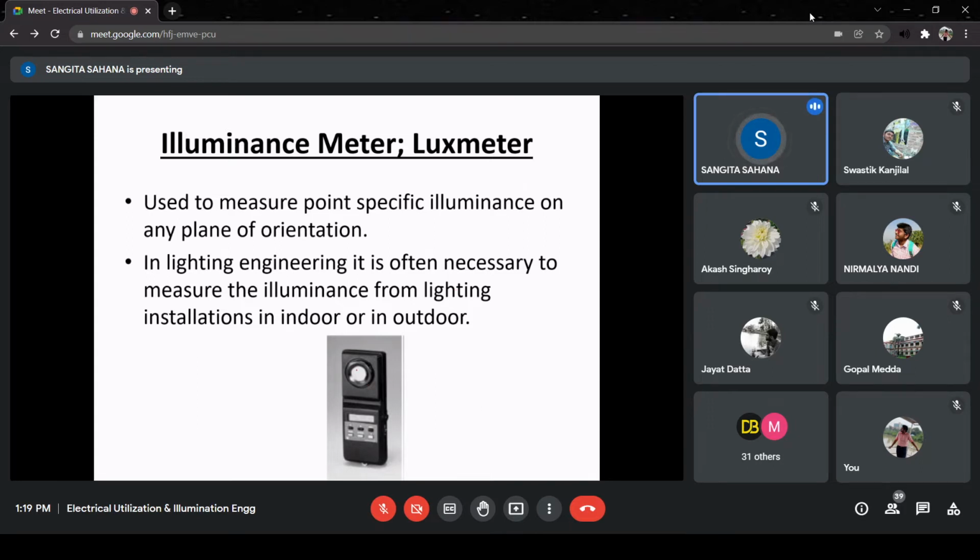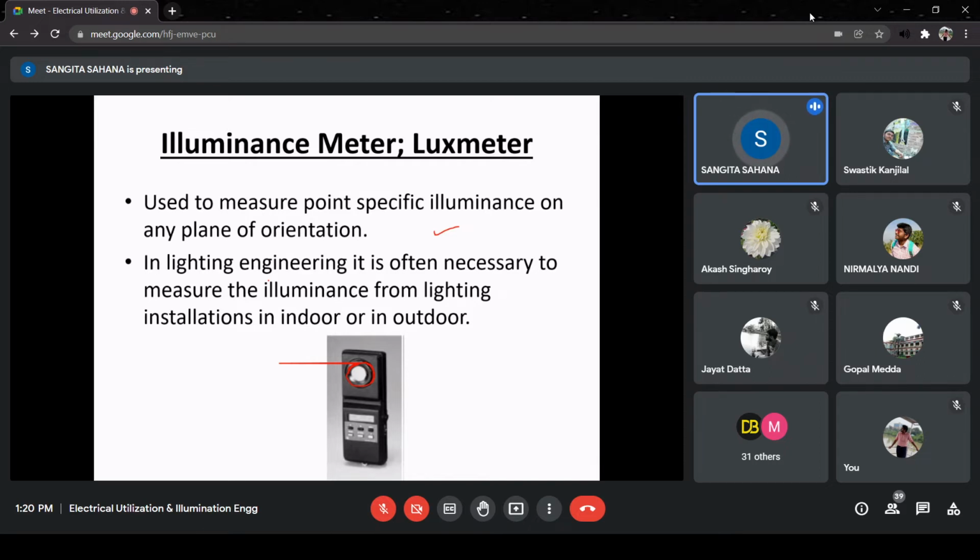Okay, so here this white part is the light sensitive part or the detector. So it is used to measure point specific illuminance. Why point specific? Because on your entire workspace the light level may be different at different points of the table, right? So if you want to measure the illuminance for any point or a very small area, then we have to put the sensor on that point only. Then if you measure for all the points, then you can get the average illuminance. So it measures point specific illuminance on any plane of orientation.